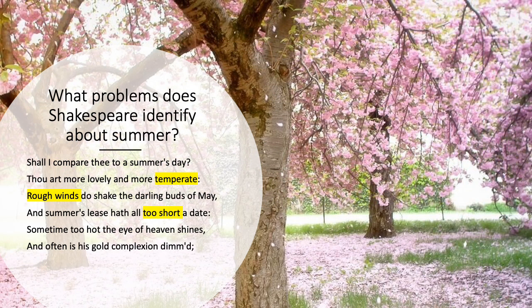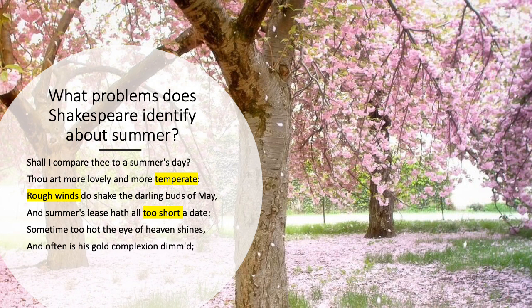Here are the opening few lines, and these lines are where we can find the problems that Shakespeare identifies about summer. So in the first line, he asks a rhetorical question. He asks, shall I compare thee to a summer's day? Now at this point, he's asking himself, what can I compare you to, this person that he is in love with? What can I compare you to? Well, should I compare you to a summer's day? So the association with summer would be positive, it would be warm, it would be pretty, it would be a long day. But then what he says is this, thou, you, art more lovely.